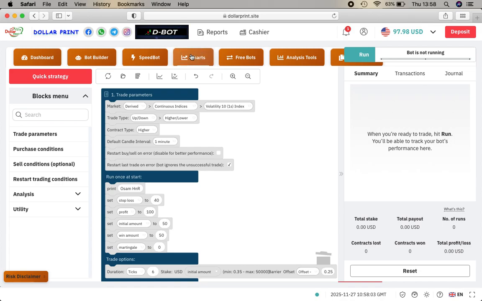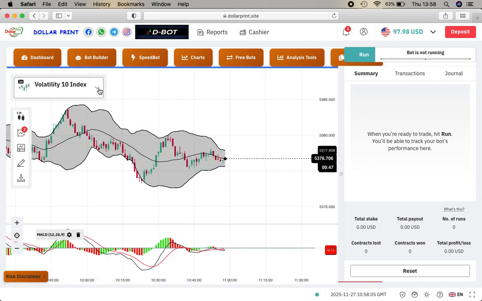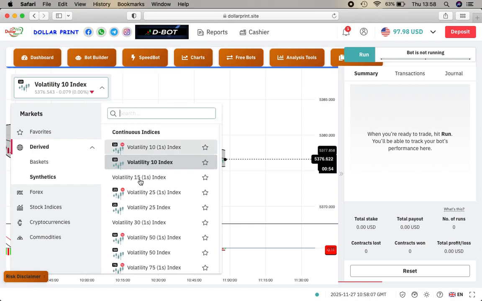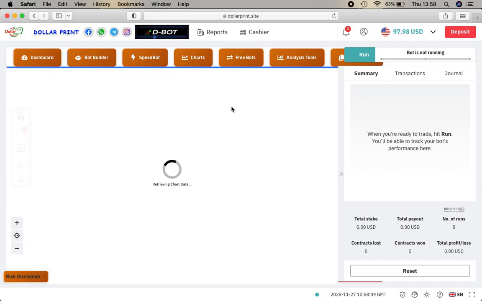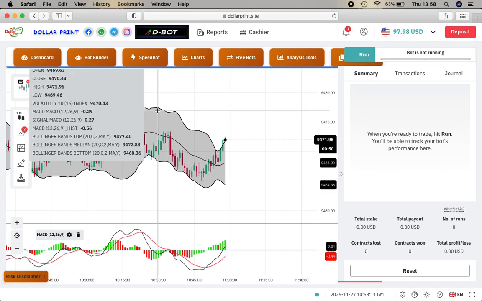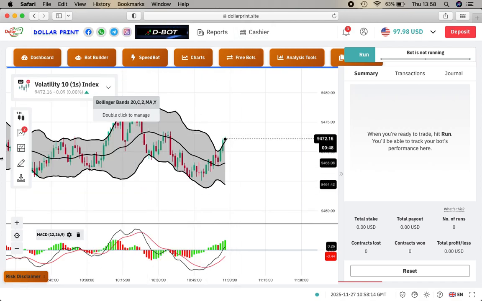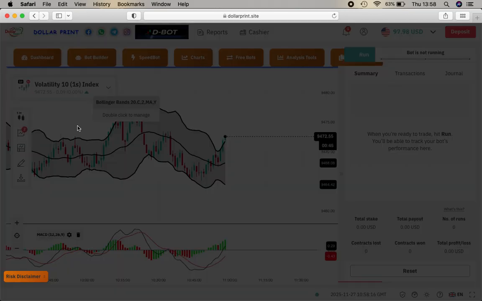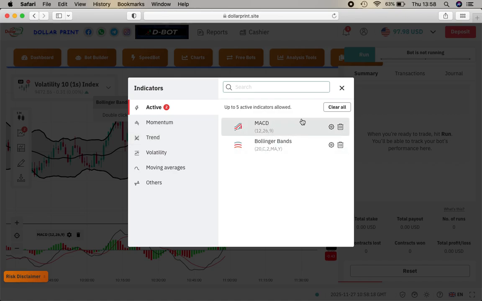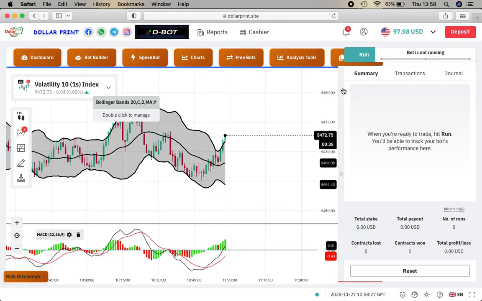So come on the charts. The market is Volatility 10. Let me go to Volatility 10. It is like that, guys. So install these two, the MACD and the Bollinger bands. The MACD, and do not change anything, just use them as they are, do not set anything.